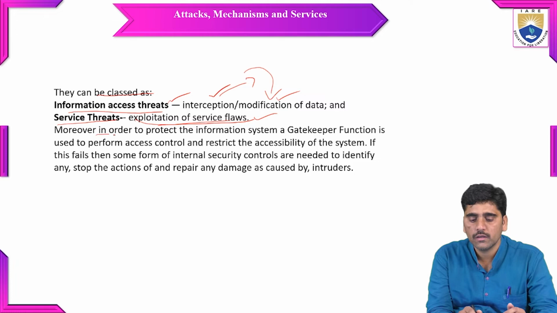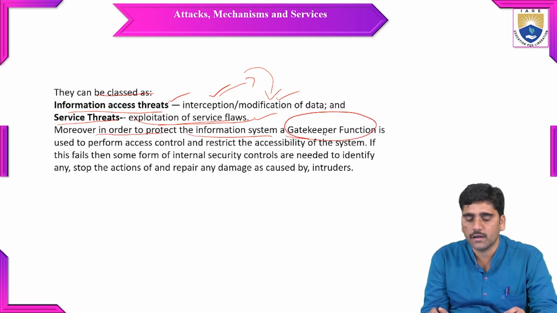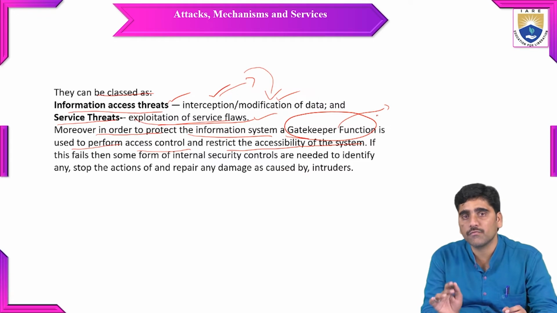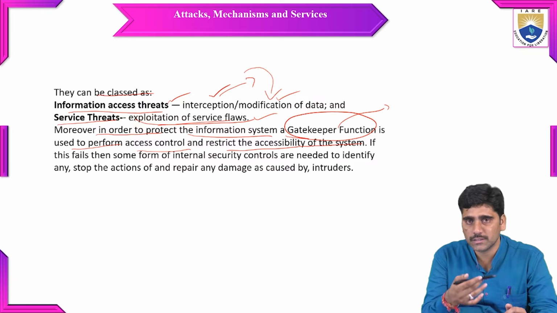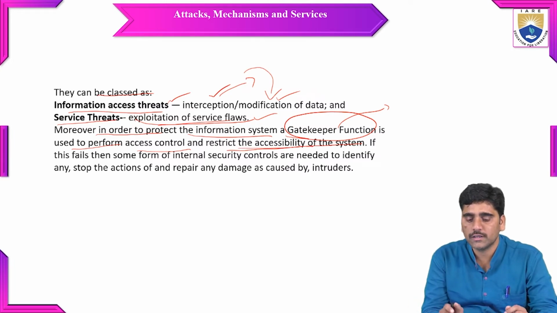Moreover, in order to protect the information system, a gatekeeper function is used to perform access control and restrict the accessibility of the system. So whoever is authorized to enter the system, the gatekeeper function uses the access control mechanism. If and only if the data or the person is authorized, he can enter the system and is given accessibility. If he is not authorized or not authenticated, then the accessibility of the system is restricted.